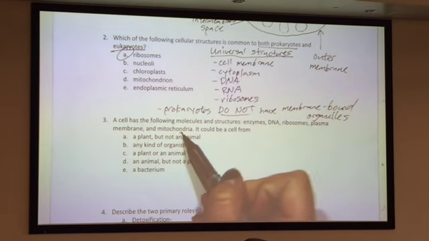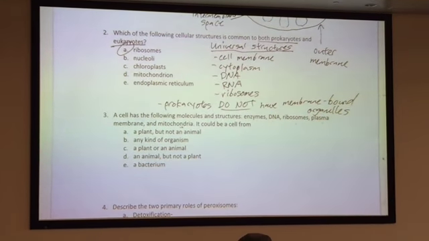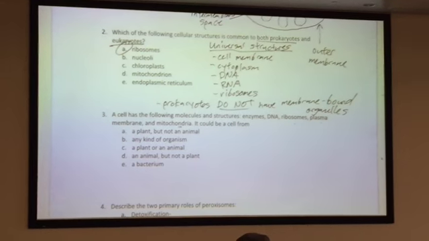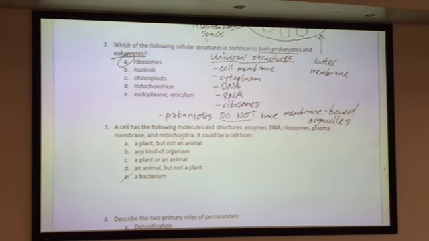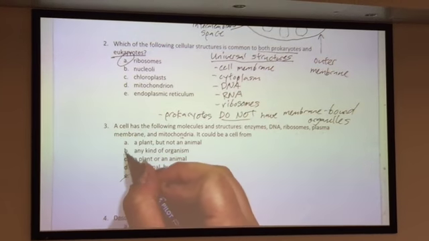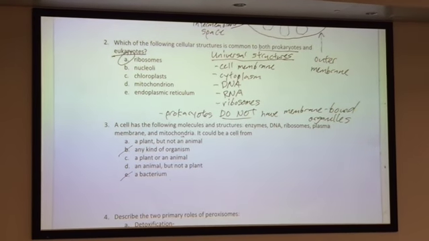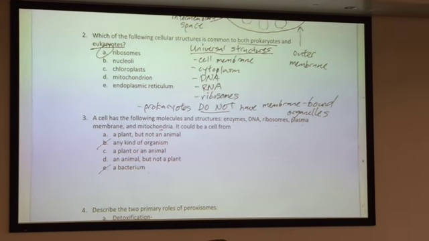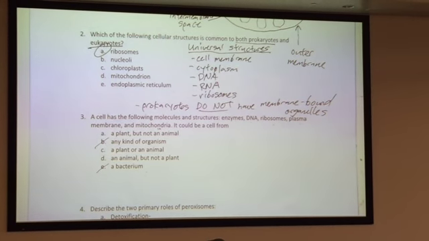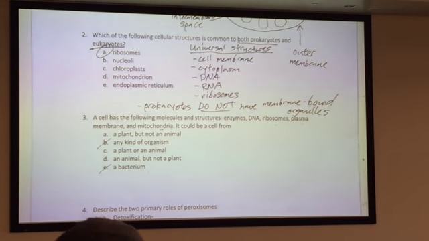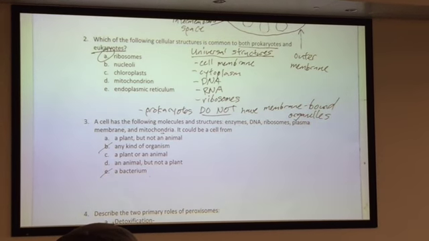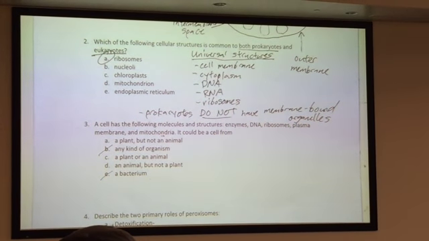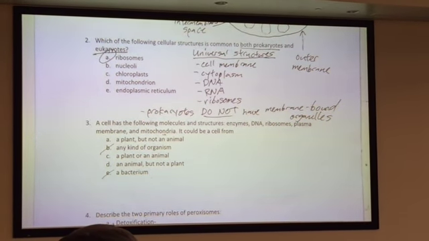But then we have mitochondria. And mitochondria are membrane-bound organelles, right? So it cannot be a bacterium. It also can't be any kind of organism, because again, it can't be a bacterium. Is there anything that's going to decide if it's a plant or an animal? Yeah, this is the interesting thing.